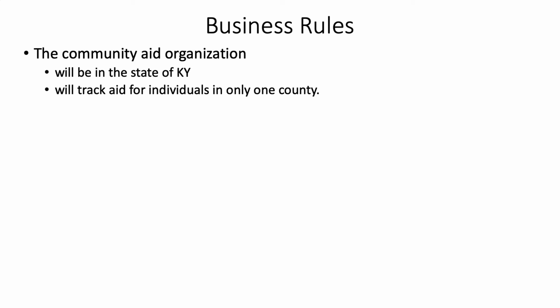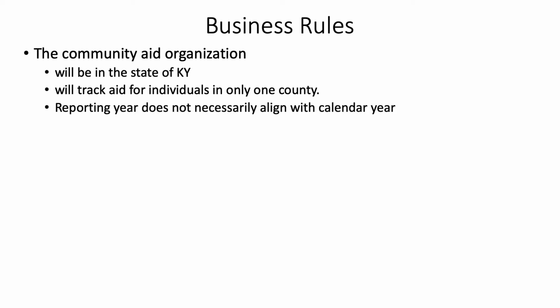Okay, we're going to track aid for individuals in only one county. Well, the key word there is individuals. Reporting year does not necessarily align with the calendar year. The easy option would be that everything starts on the calendar year. And because you all get to make your business rules, in your example you may want to decide that your reporting year and the calendar year are going to be the same because it makes your math easier. In this case, we realize we need to support not having that.